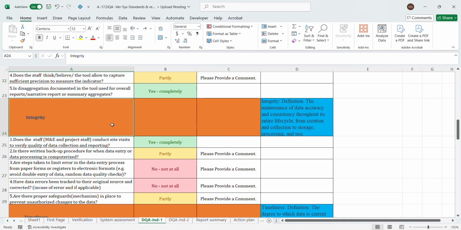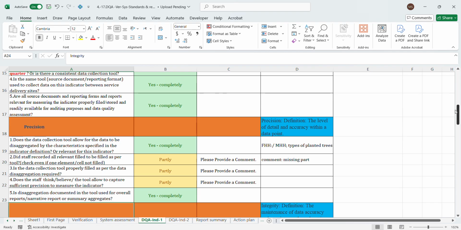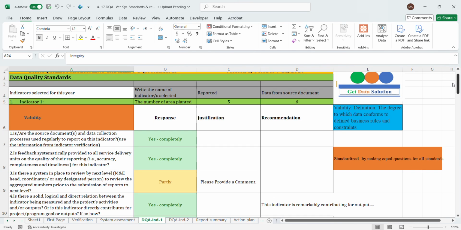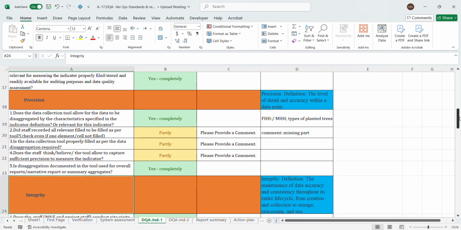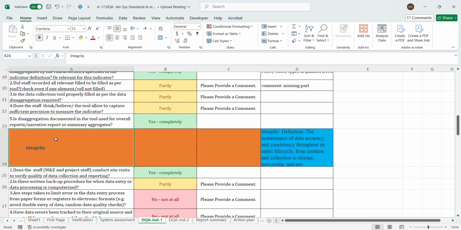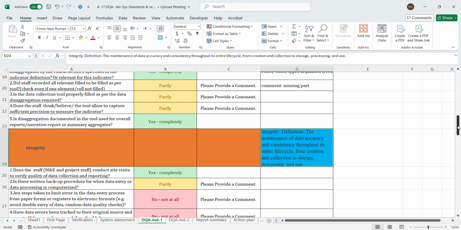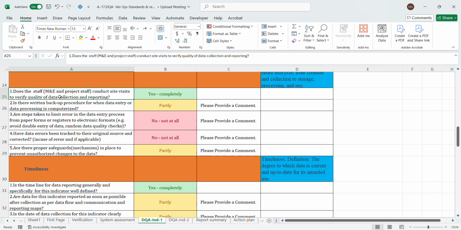We have started discussing data quality assessment, and specifically, we have started data quality standards. In the previous videos, we have seen precision, validity, and reliability. And in today's topic, we'll see one other important standard, which is integrity. We'll start as usual with the definition and assess the questions that are very relevant to this integrity data standard.